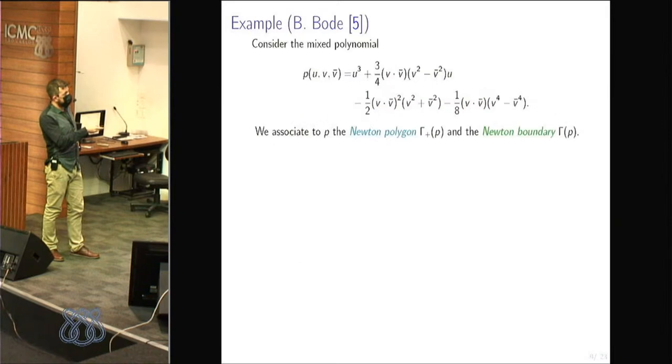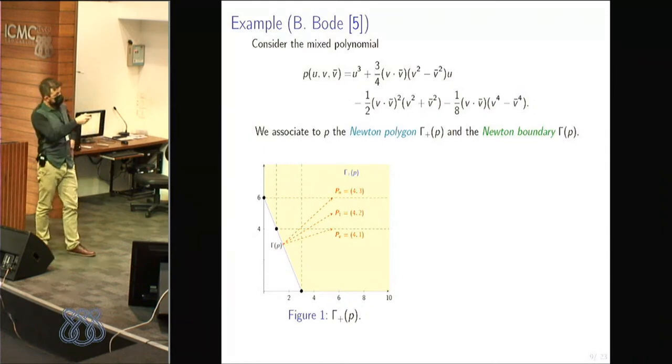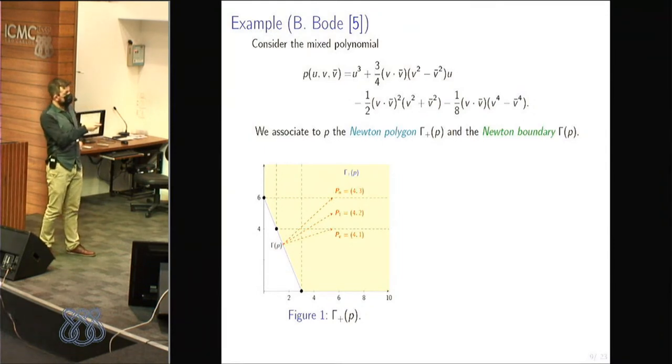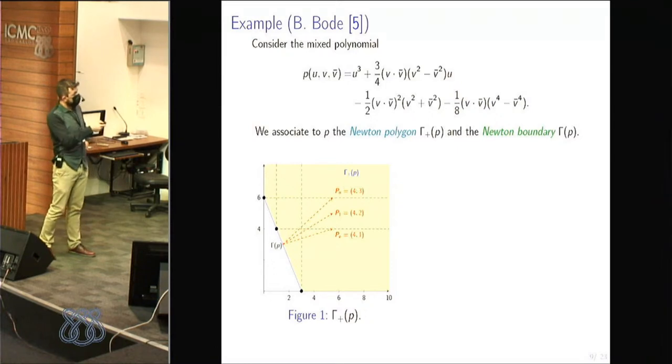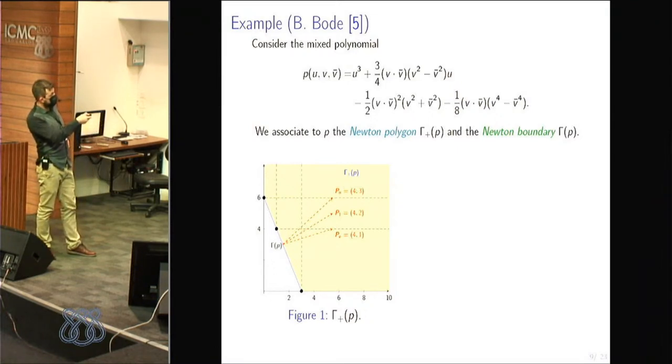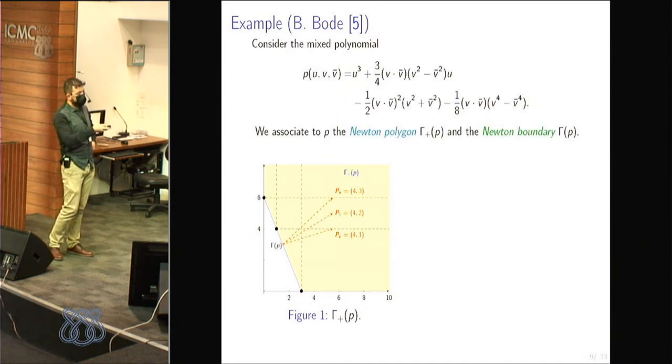Well, now we have an example of that. This is a mixed polynomial, and this is how the Newton polyhedra and the Newton boundary look. The yellow zone is the Newton polygon, and the blue line here is the Newton boundary. Black points are the support of the polynomial.